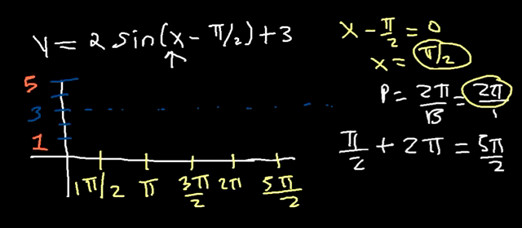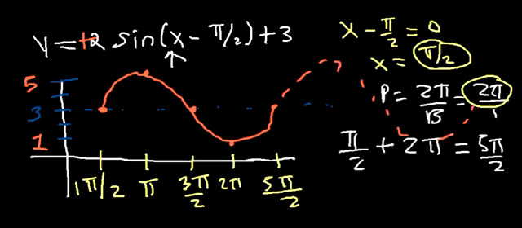So now you want to plot it. Sine starts at the center, and because it's positive 2, it's going to go up to 5. Then it's going to go back to the middle, down to 1, and then back to the middle. And so that's how you can graph one cycle. And if you want to, you can continue it.